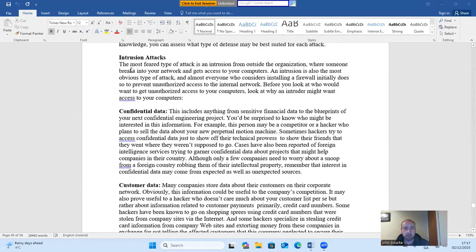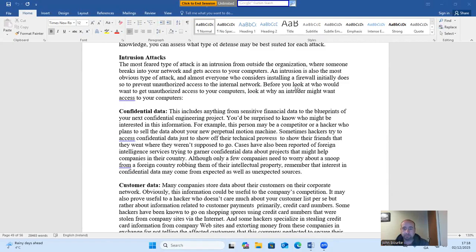Intrusion attacks. The most feared type of attack is an intrusion from outside the organization, where someone breaks into your network and gets access to your computers. An intrusion is also the most obvious type of attack, and almost everyone who considers installing a firewall initially does so to prevent unauthorized access to the internal network.